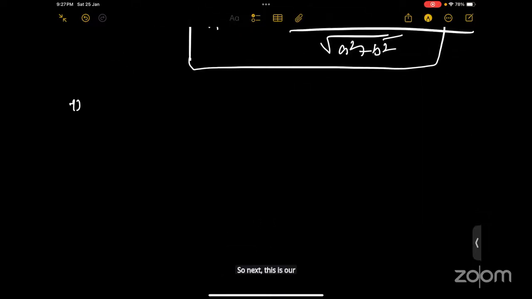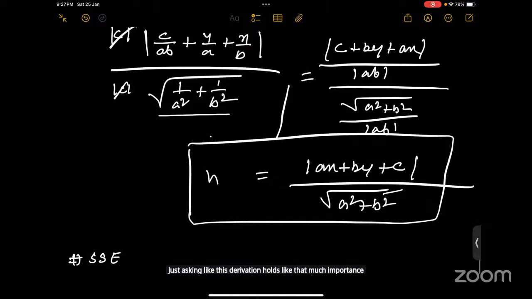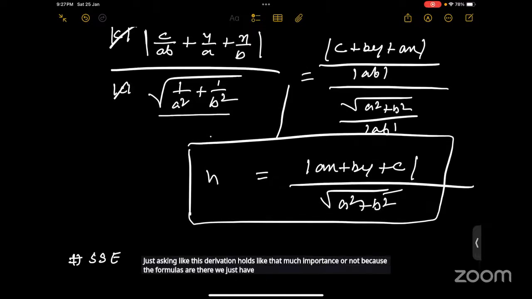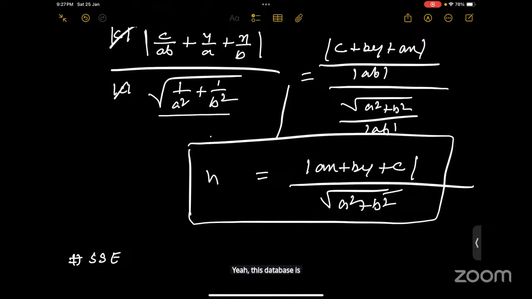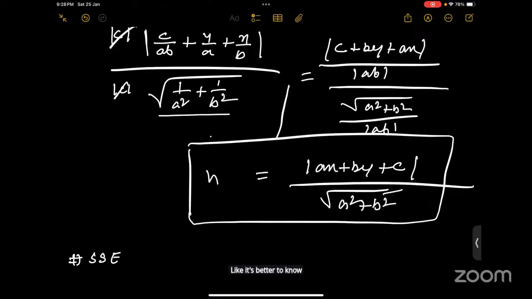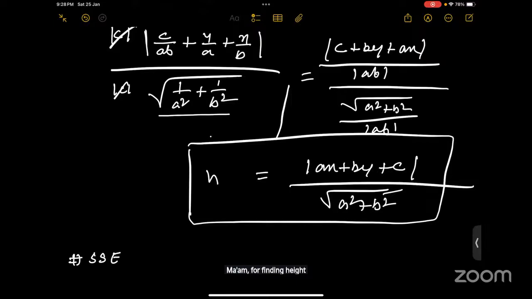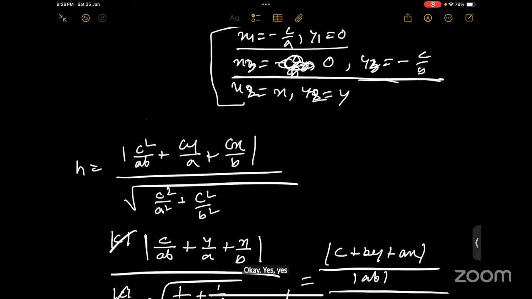We have SSE. I'm just asking, does this derivation hold that much importance or not? Because the formulas are there, we just have to put the formulas. Yeah, you don't need to remember the derivation, but it's better to know how it's coming. It's better to know something from the root, right? If you're looking at it from the exam purpose, then it's enough if you remember the formula only. Ma'am, for finding height, we can use this formula, right? Yes.